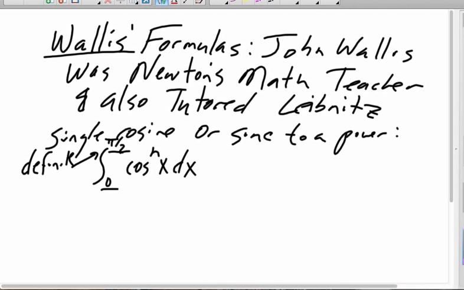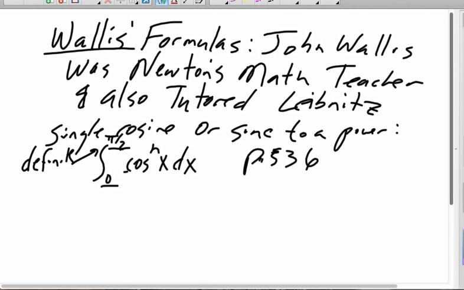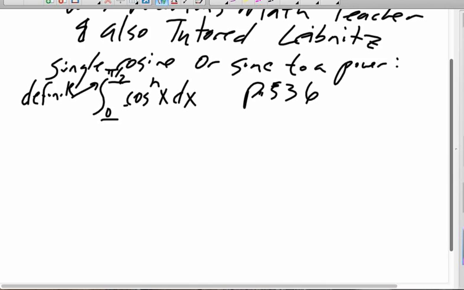Okay, now we already learned how to do that back above. But what Wallace did, and if you want to see something which is really kind of neat, look on page 536. And they'll show you how he used the power reducing formulas on these to come up with the formulas he has. It's really slick, and it's kind of a neat trick. And remember, he did this before the Principia Mathematica, before calculus had been formally invented.